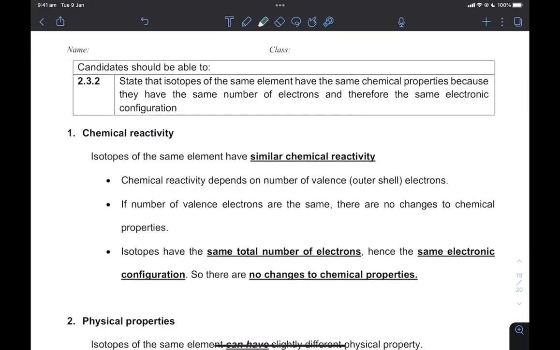This is the very last bit in the syllabus. It says, state that isotopes of the same element have the same chemical properties. This is the property of isotopes. Just because you are isotopes does not mean you have different chemical properties. This word, chemical property, is from a topic called atomic structure, and this is a subject called chemistry.